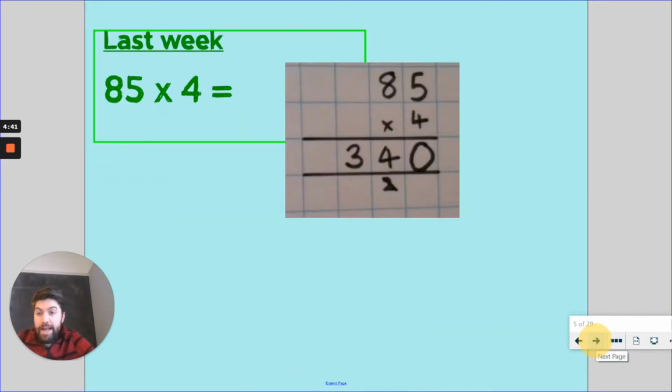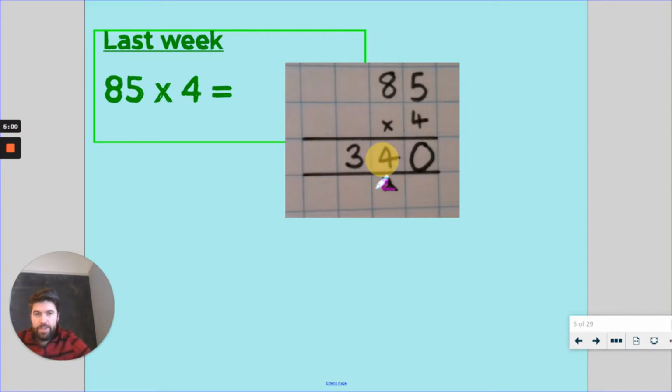Okay, and here's last week's. We were looking at multiplication. I was multiplying a two-digit number by a single-digit number. 85 multiplied by 4. The first thing I did was I multiplied 4 by 5 to get 20. I laid the 2 down here and the 0 in the ones column. And then I did the 4 multiplied by 8, which is 32.